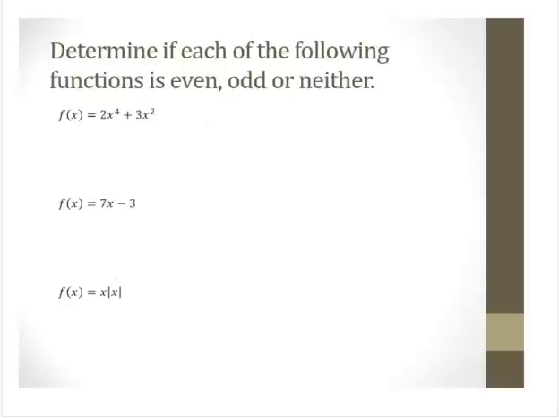So let's take an example. Determine if each of the following functions is even, odd, or neither. Alright, so to do that, we find f of negative x for the function. Alright, so let's see. f of negative x would be 2 times negative x to the 4th power plus 3 times negative x to the second power. I've substituted negative x for x in the function.